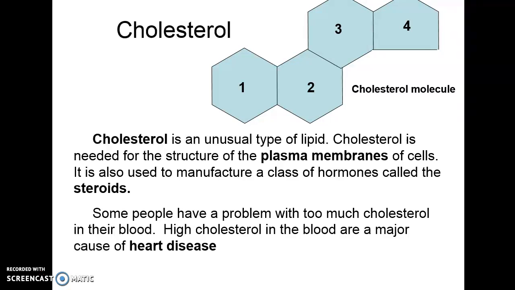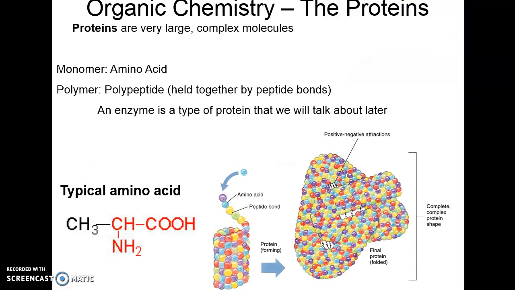Now, there are some problems with having high cholesterol, and that is high blood pressure and heart disease. Because that molecule is so kind of weirdly shaped, it can block your arteries and blood vessels. Not what you want. Alright, so proteins.